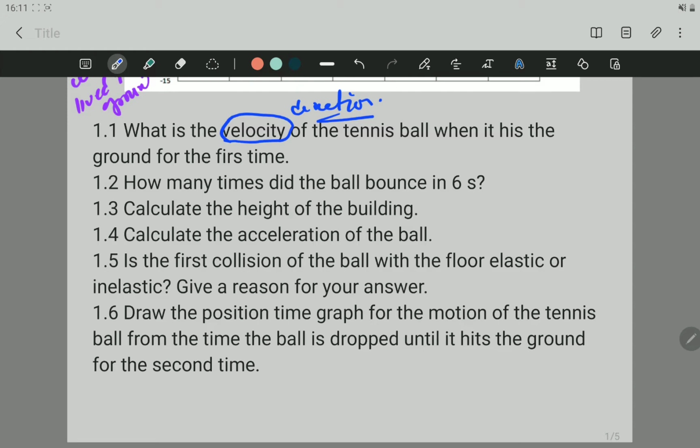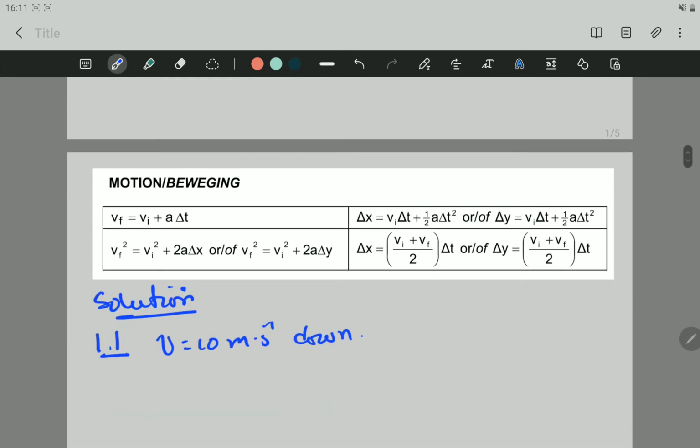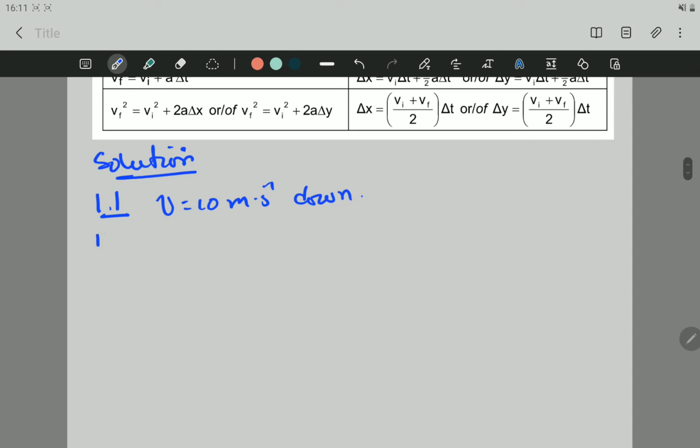Okay, so let's go to question 1.2. How many times did the ball bounce in 6 seconds? So the total times that the ball did bounce was 1 here, 2 and 3. So it bounces 3 times. So for 1.2, the answer is 3 times.